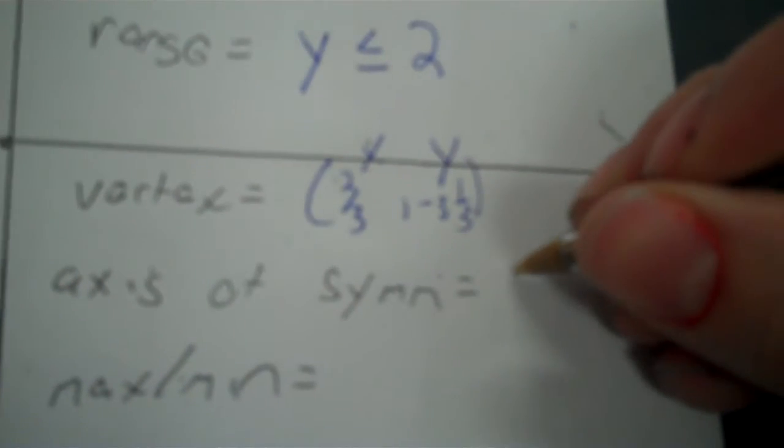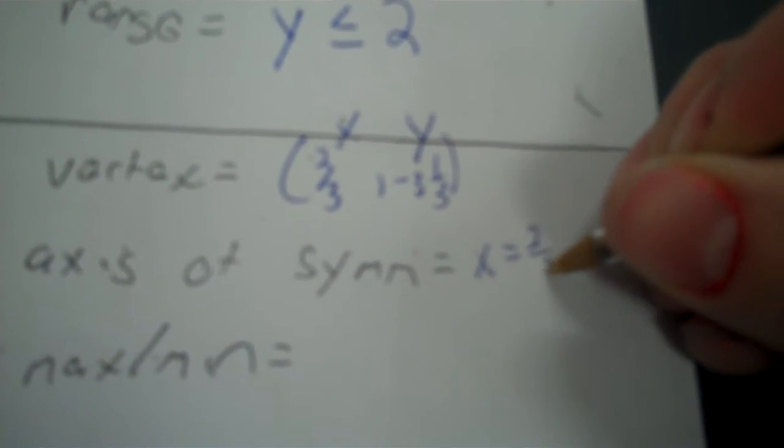Okay, so axis of symmetry, x equals 2/3. Okay, maximum or minimum, that's a minimum. You can see that's on the bottom. It's easy to see. That vertex is at the bottom, okay? It's a minimum. Okay, range, you put y with the negative 3 1/3, and the arrows are going up, so it'd be greater than or equal to.